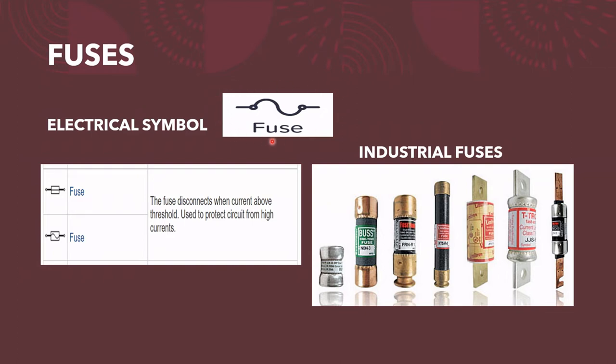If you see a symbol similar to this in an electrical drawing, it means it's a fuse. On my right-hand side, you can see industrial fuses. This is the pictorial representation of the fuses which are used in a real industrial environment. The fuse is the most important component in any electrical circuit because it saves the device in case of a short circuit or any power failure or something like that.